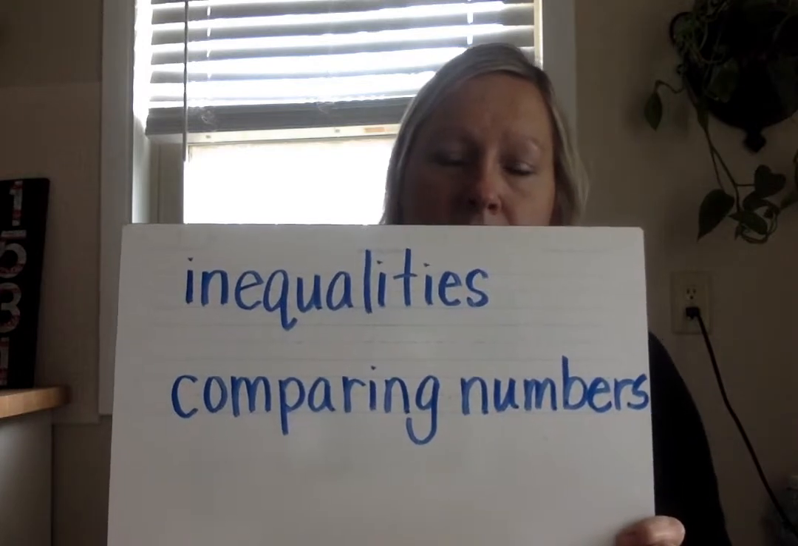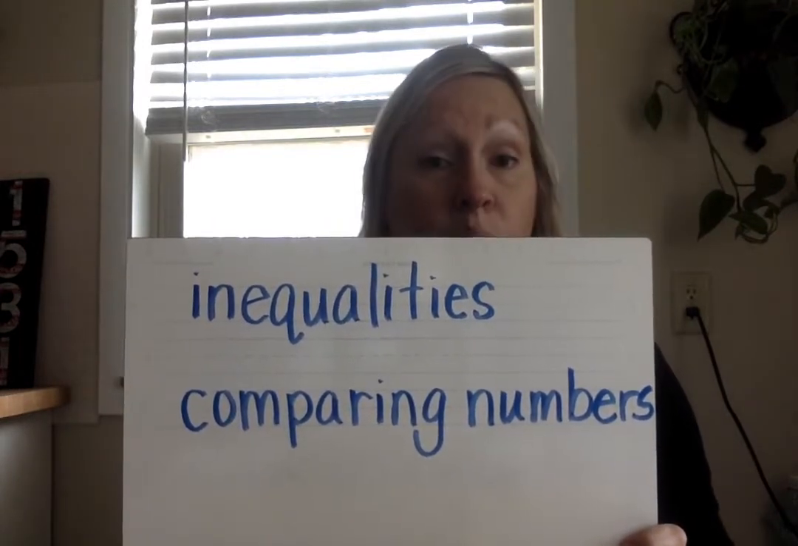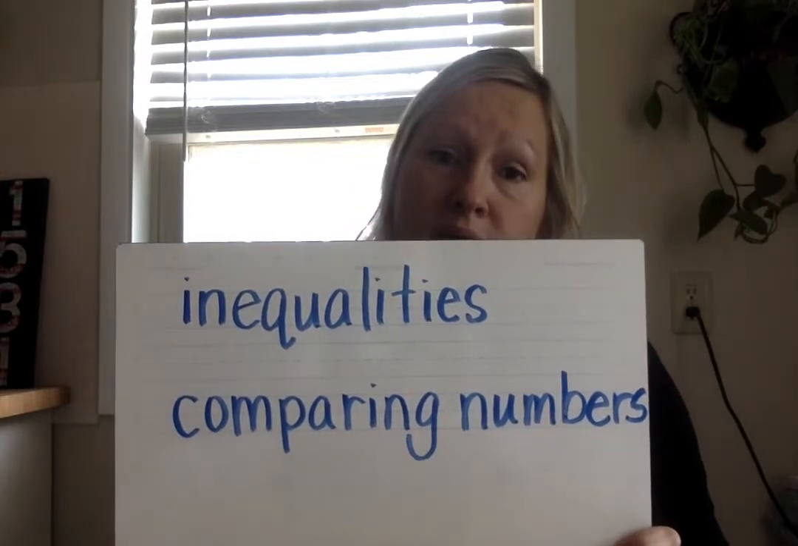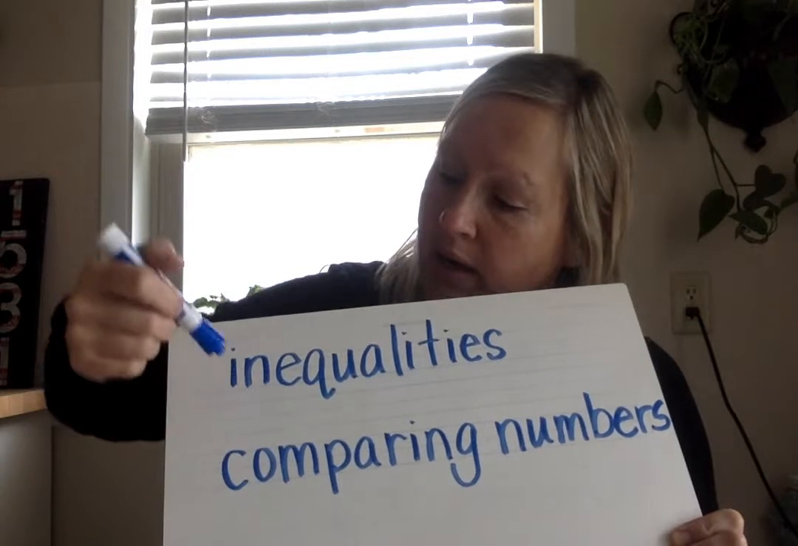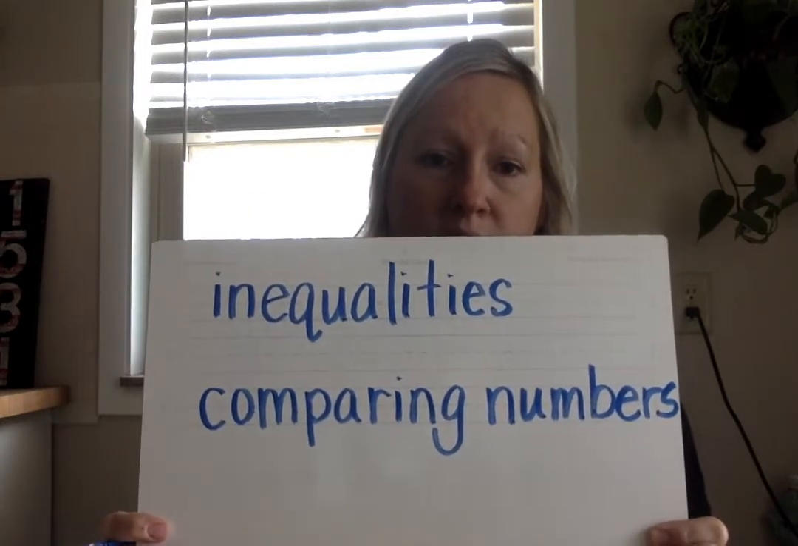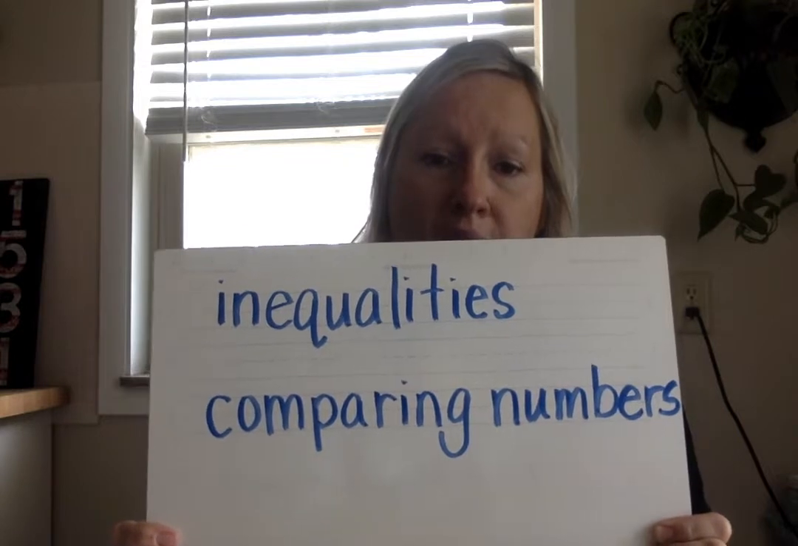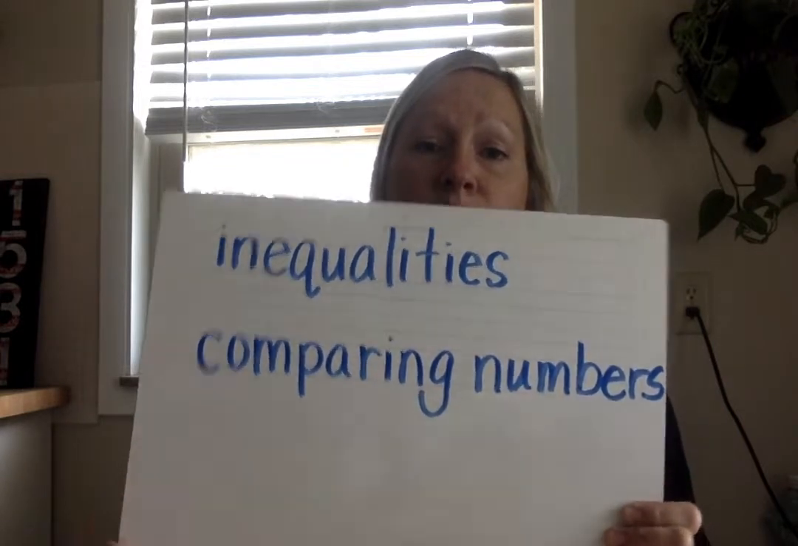But here's a couple key words. Inequalities is where the two sides are not equal. One side is less or greater than the other. So it's inequality, not equal. And then, of course, we have to look at comparing numbers to figure out what would work for each of the inequalities.